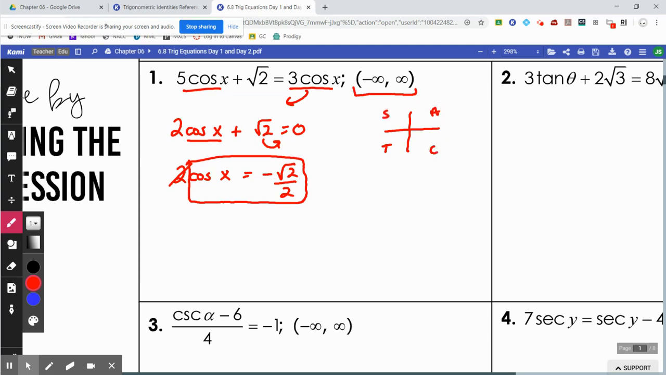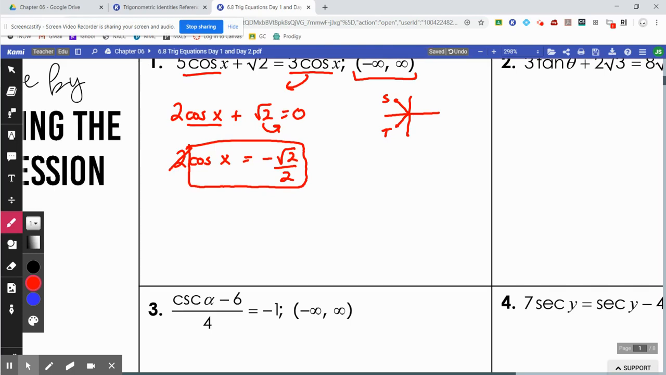Cosine is negative in the second and the third quadrants. So you're going to have an answer here, and you're going to have an answer here in one complete period. So let's see, where's cosine equal to? Well, I like to find my reference angle first. Where's cosine equal to root 2 over 2?